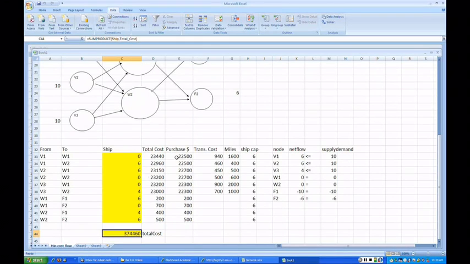So 6 and 10, that is 16. And warehouse 1 will send all the 6 units to factory 1, whereas warehouse 2 would send 4 units to factory 1 and 6 units to factory 2. So this is the minimum cost.